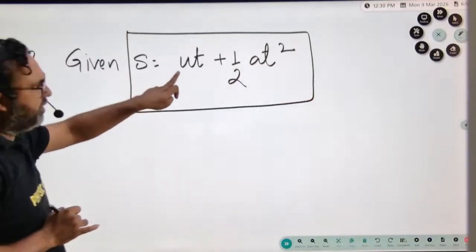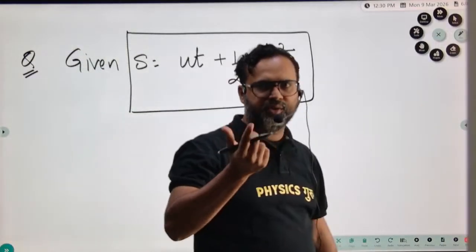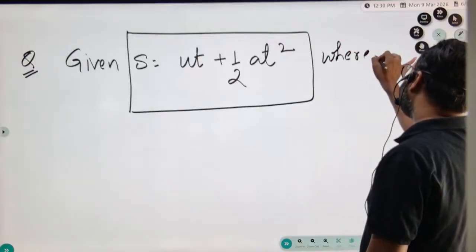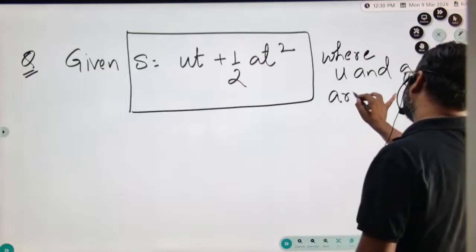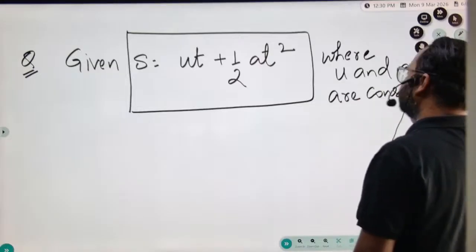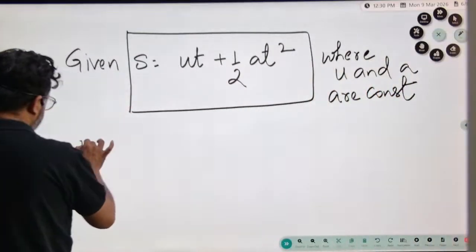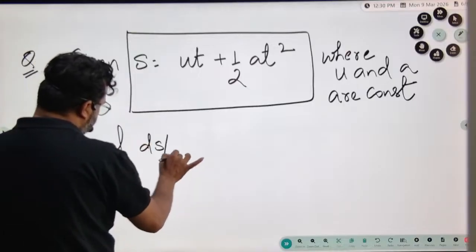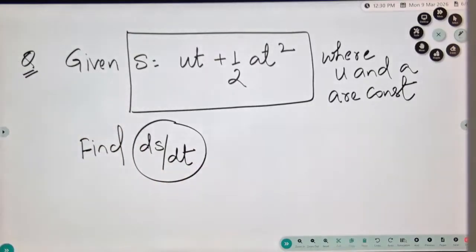So given S is equal to ut plus half at square, where u and a are constant, find the value of ds over dt.